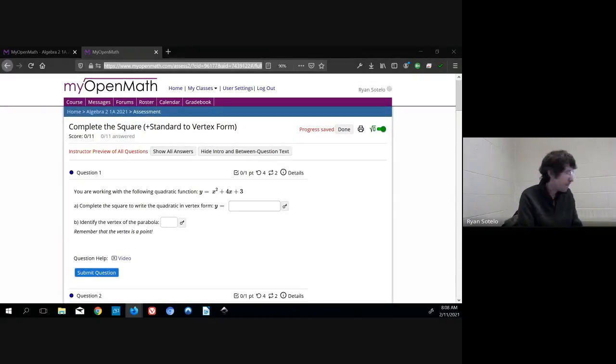Okay, so in complete the square, here's our first one. Let me switch to this. It gives us a quadratic function, x squared plus 4x plus 3, and it wants us to write it in vertex form. Identify the vertex of the parabola. Okay. So what is this about?